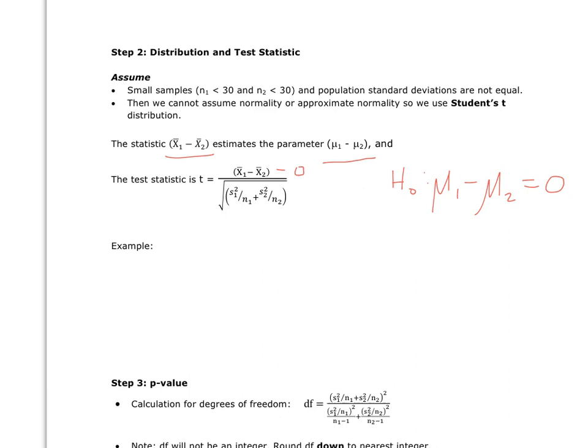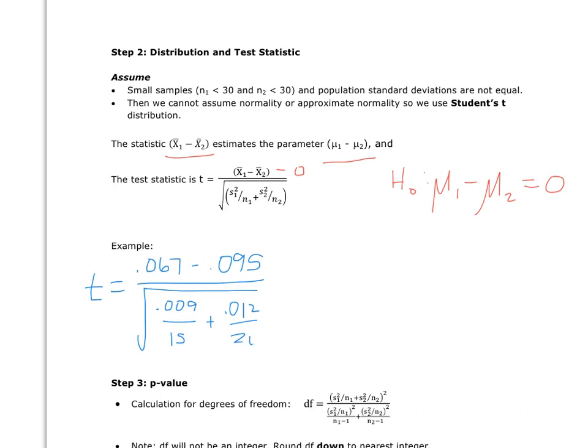So for our example, in the numerator we take the x bar from the first sample, 0.067, and subtract the x bar from the second sample, 0.095. Divide that by the square root of the first variance, 0.009, divided by 15, plus the second variance, 0.012, divided by a sample size of 20. Let's round this to 3 decimal places, and we get negative 0.808.